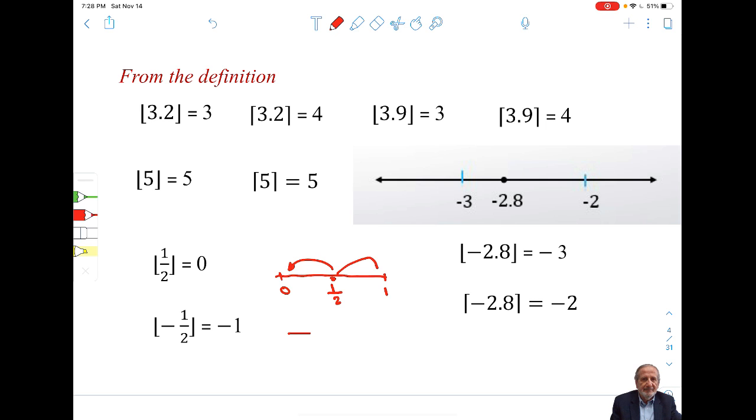Here is minus 1/2, so you have 0, minus 1, and that's your minus 1/2. Now the floor function of minus 1/2 is minus 1. The ceiling function of minus 1/2 is 0. Look here, minus 2.5 is between minus 3 and minus 2. So minus 3 is the floor function, and minus 2 is the ceiling function.